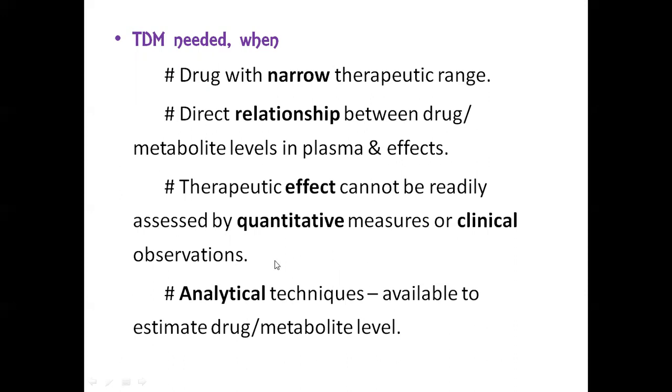Clinical observations, like previously told, antihypertensive drugs we are giving, the blood pressure will become reduced. So like that, where the effect cannot be assessed, in those conditions, we will use this TDM. So here the relation should be there. Next one, where the effect cannot be assessed easily, for those drugs we will do TDM.